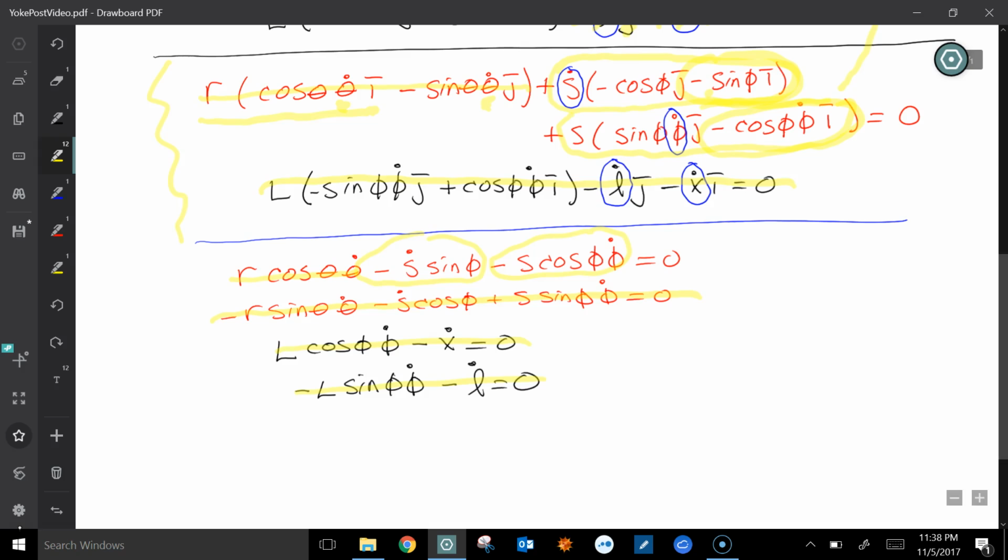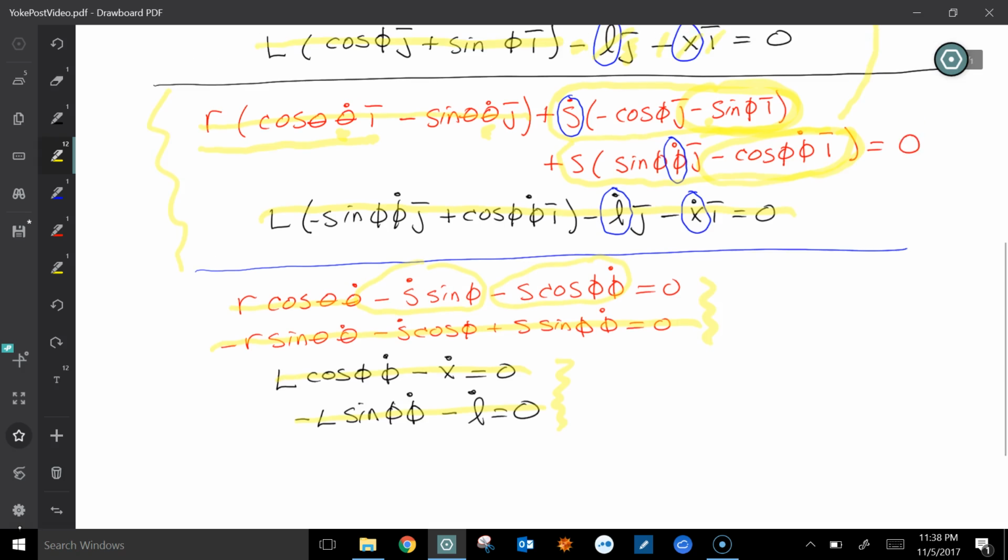So for example, you never take these equations and try to solve for phi. You just don't do it. You solve for phi dot and x dot and L dot. Same thing up here. You don't try to solve this for S. You would only solve for the dots.